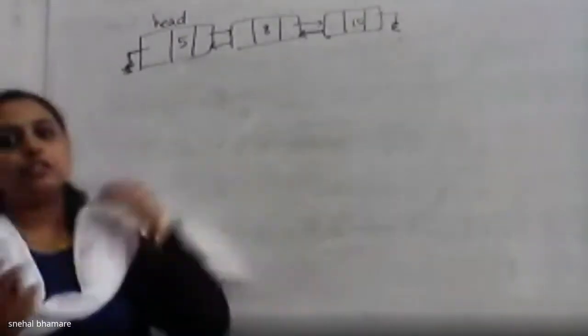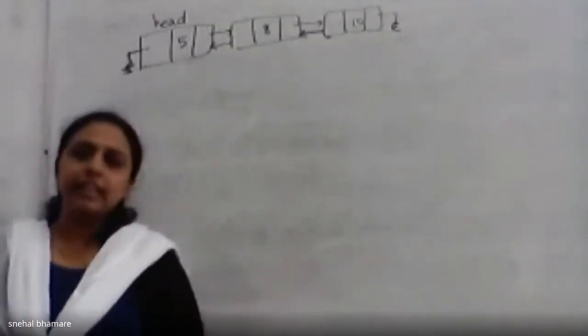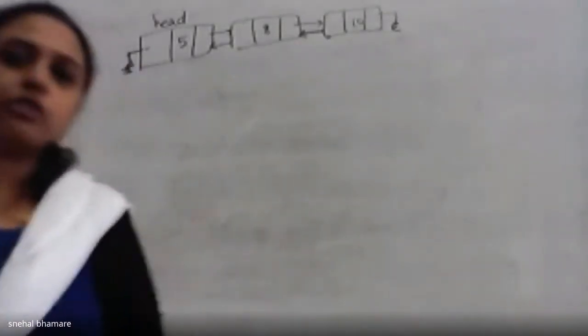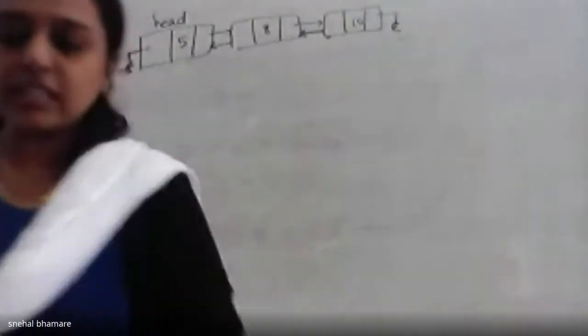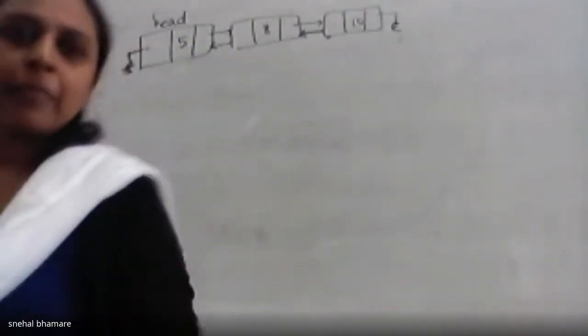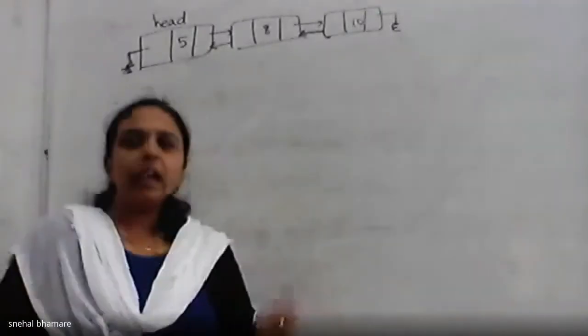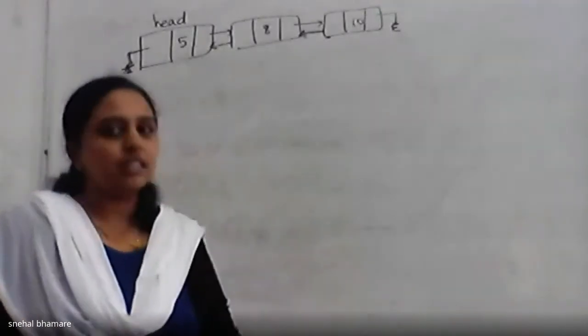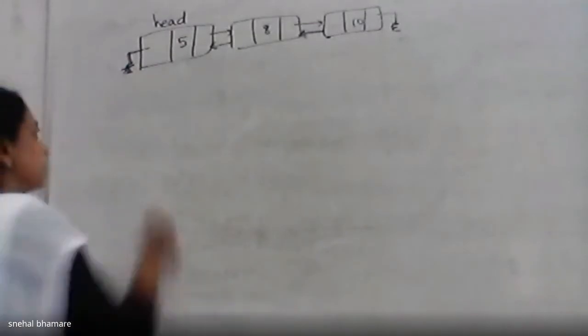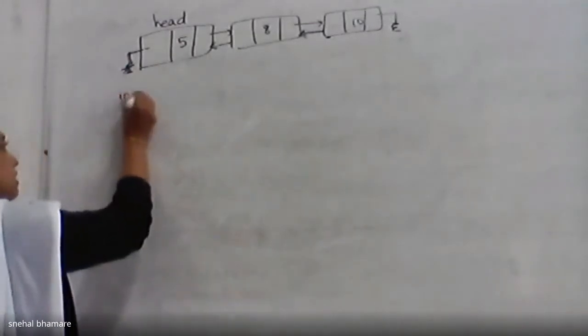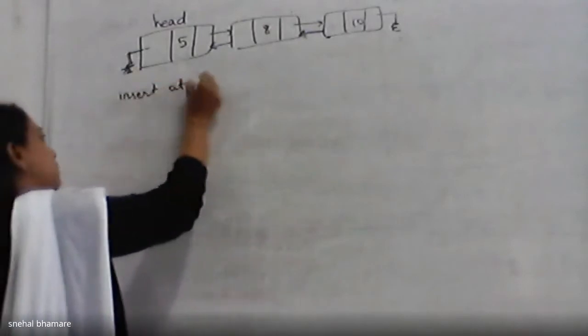Now, insertion operation, as in the singly linked list, in doubly linked list also, we can perform 3 types of insertion. That is first is insert at first location, then insert in between, and the last one is insert the node at the last. Okay. So we will see our first type, that is insert at first.